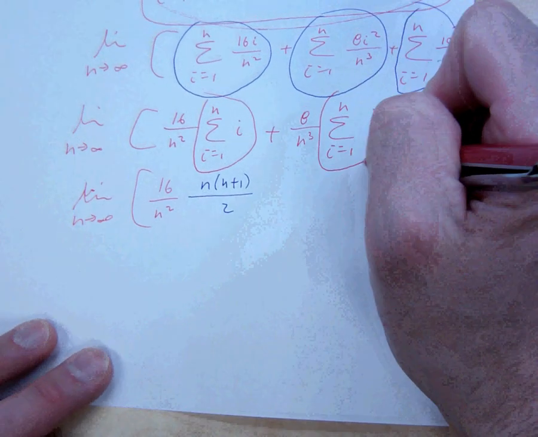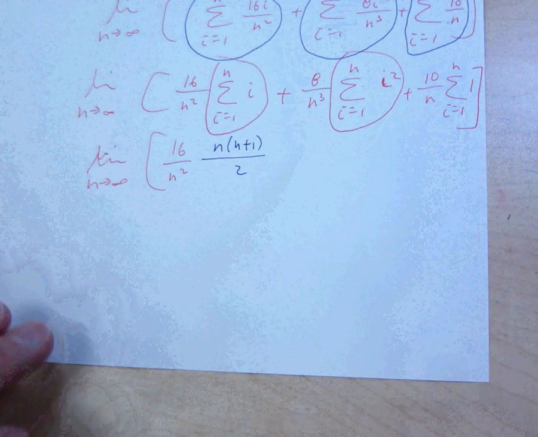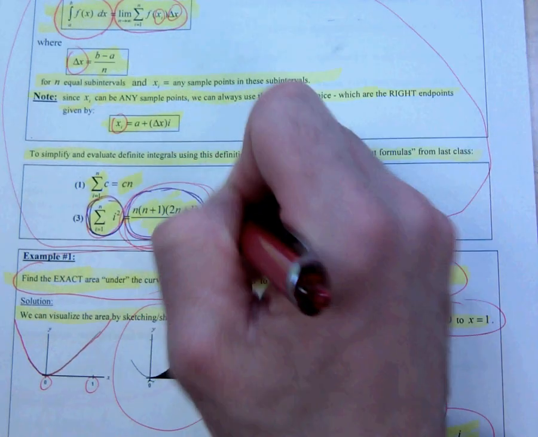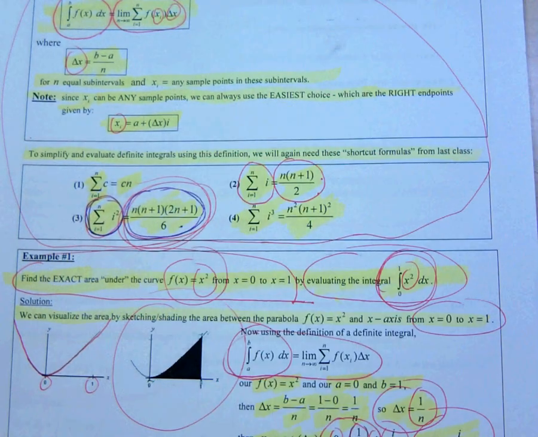Is there a formula for that? Yeah, what is it? I can replace that with what? n times n plus 1 times 2n plus 1 over 6, yes?